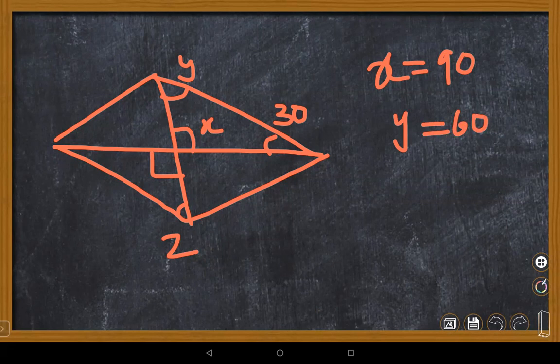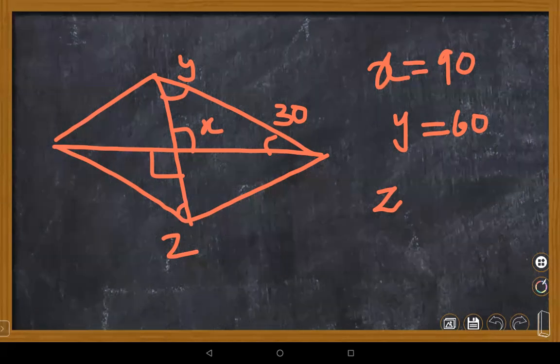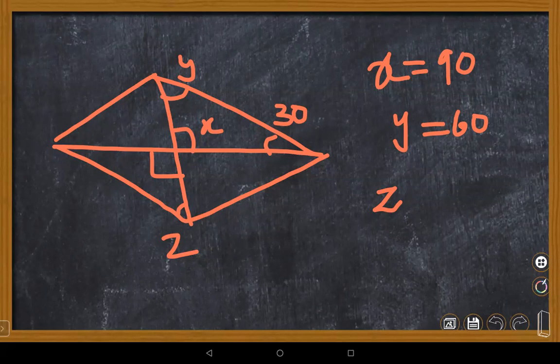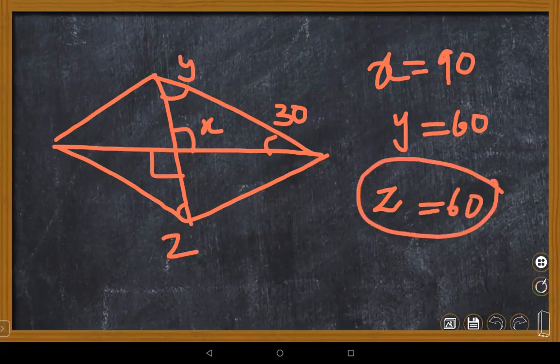Ma'am, Z is also 60. I want alternate angles. Which and which are alternates there? Ma'am, Y and Z. Very good. Y and Z are alternate angles. So you can go with Z is also 60. Because I didn't understand why, how is Y equal to 60, ma'am?